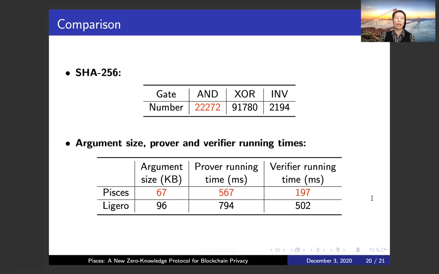Next is the comparison of argument size, prover and verifier runtime. In our protocol, the argument size is 67 KB, which is about two thirds of Ligero's. The prover running time is 567 milliseconds, and the verifier running time is 197 milliseconds. The verifier running time is a great improvement.